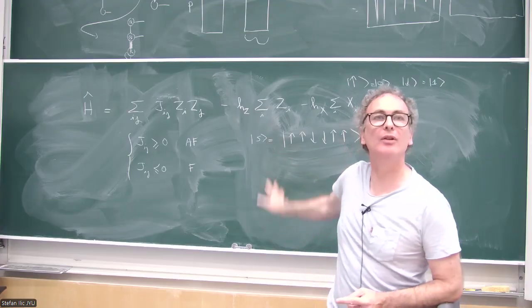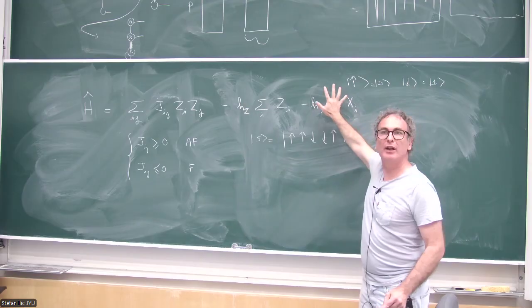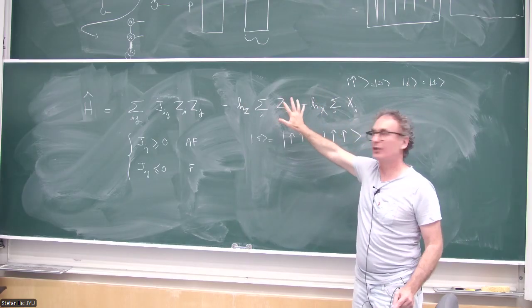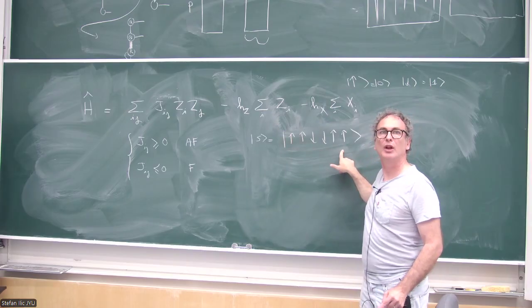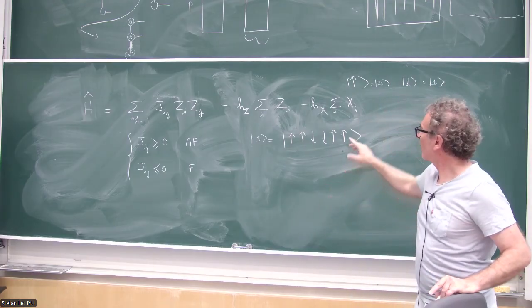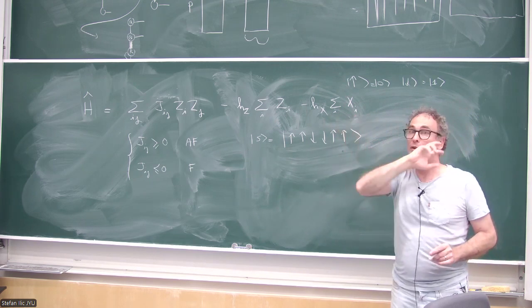But okay, the point is that you don't need to diagonalize a big matrix to know the state of this thing, because the eigenstates are just classical states. And as soon as you switch on this term, then we are in a different world.